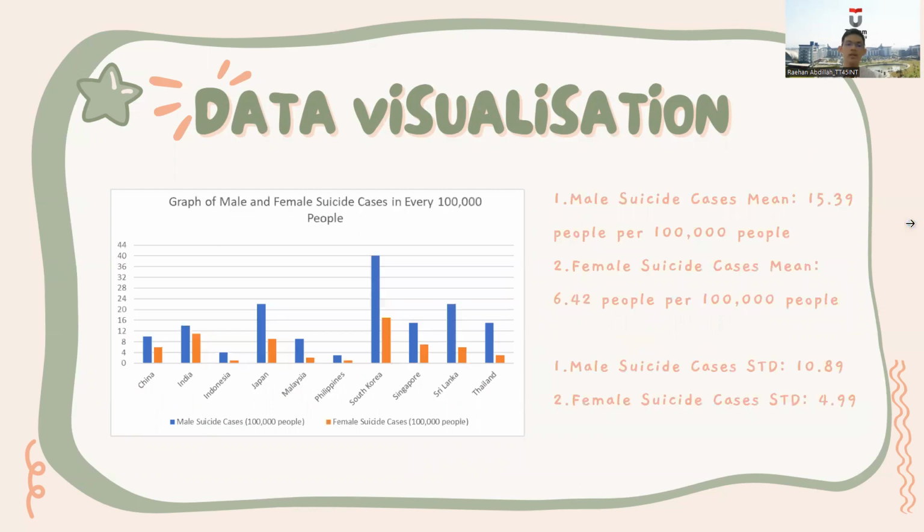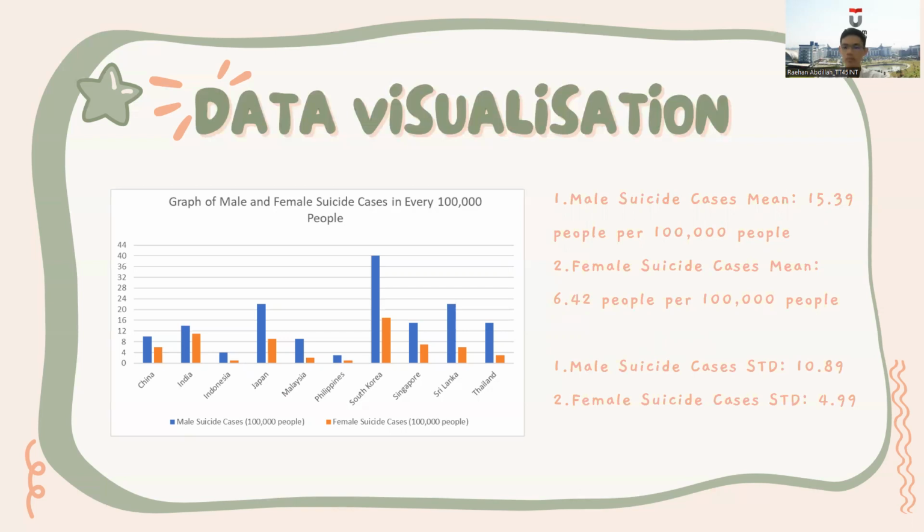Next, on your left is the graph of male and female suicide cases in every 100,000 people. As you can see, South Korea has the highest amount of male suicide cases per 100,000 people. And the females are also led by South Korea. And the least is the Philippines and Indonesia.